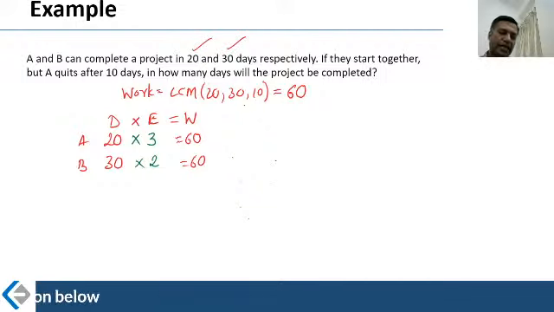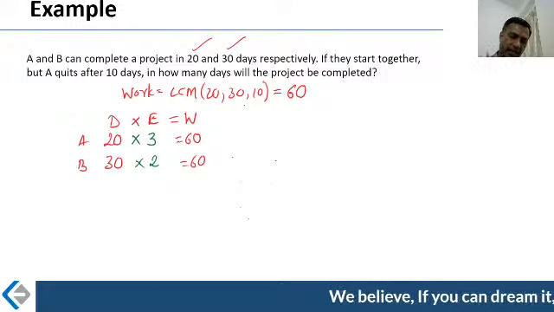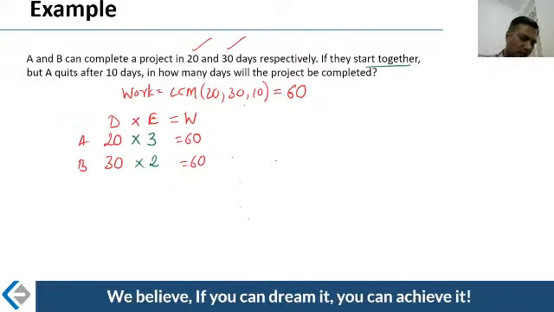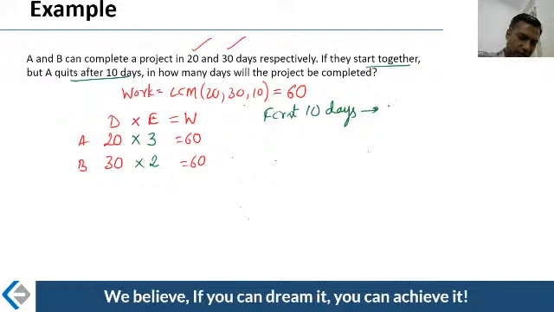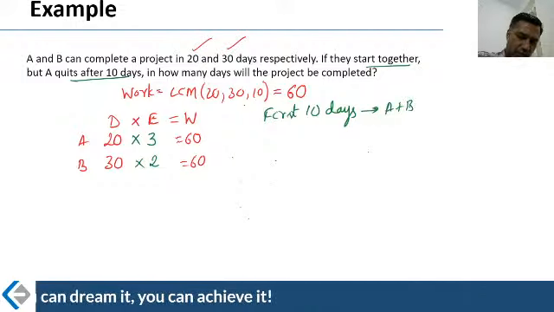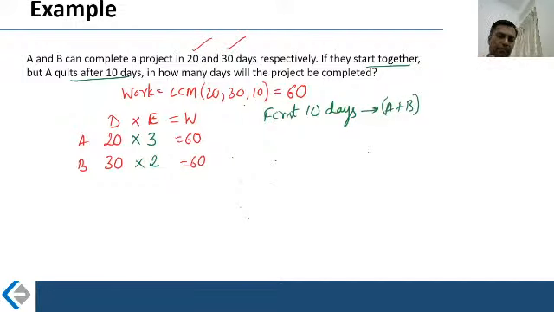Now look there. If they start together, A quits after 10 days. Now therefore what happened? How do you solve this particular problem? First 10 days, what happened on first 10 days? You got to take stock of the situation. First 10 days, A and B worked together.